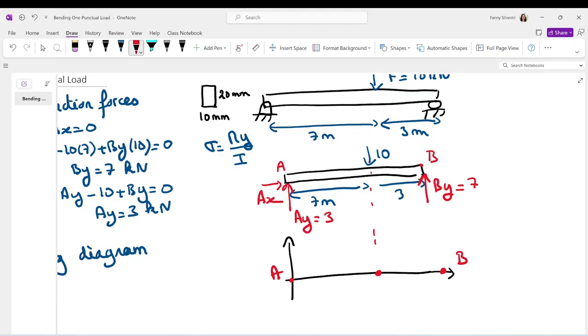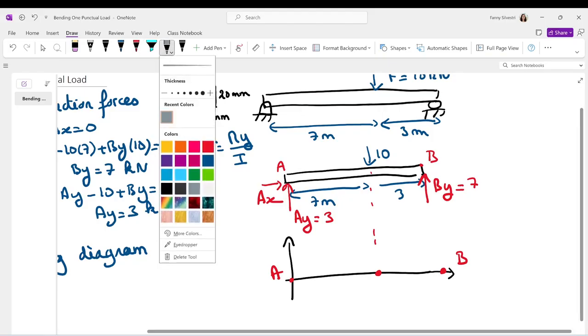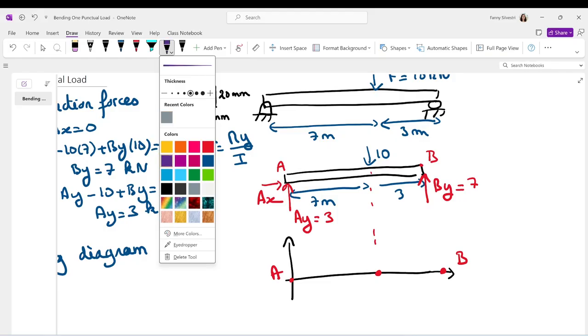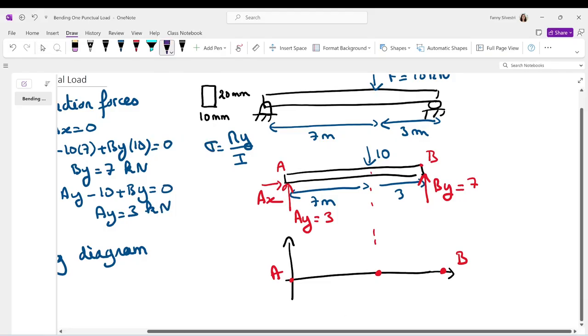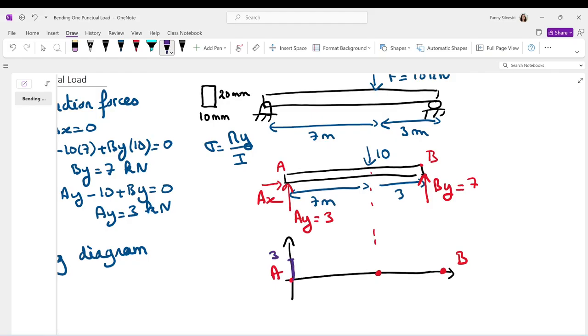Which color do you want? Let me do a nice color, purple. So at AY, we go up 3 kilonewton. So we will be at 3. No changes, no force, no punctual load, no distributed load, nothing up to the 7 meters. And we drop of 10, so 3 plus 7. So the total there is 10. And it's done because the force is done on the beam. And no force until we get to B.